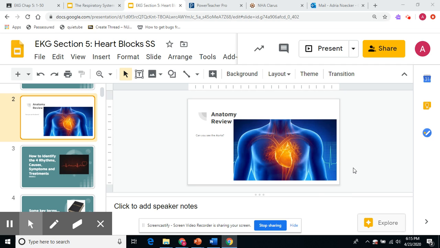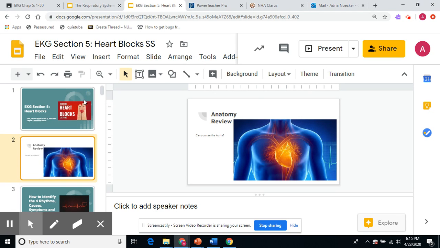Okay, future PCT EKG certified students, we are going to go over section 5, heart blocks. This is the last section of our EKG interpretation. We're going to go through, give you a poem, give you some other ways to remember, and show you the different types of rhythms with heart blocks that will be easy to identify for you.